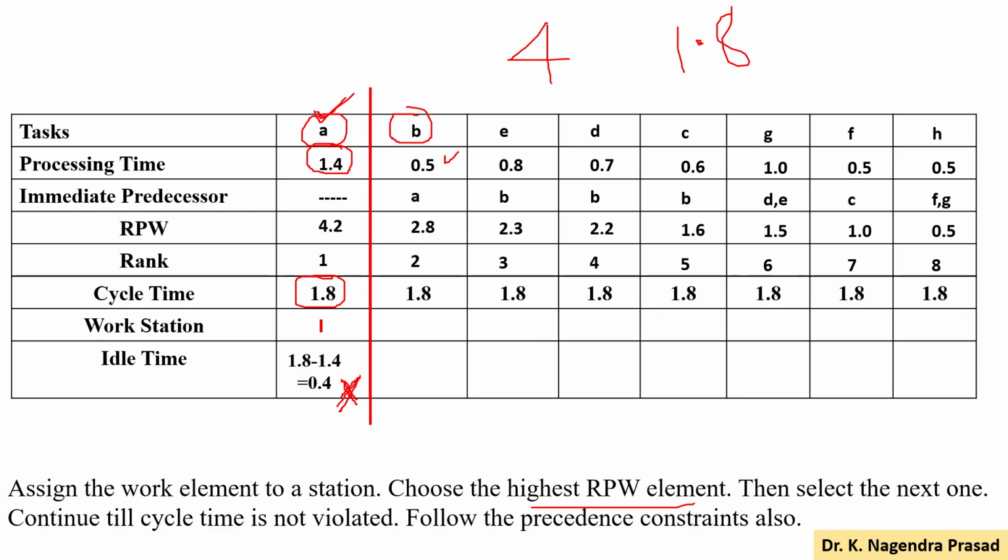Then we have to start another workstation, that is the second workstation, with the task B. So I have to start the second workstation. In the second workstation, first we have to assign the task B. Its processing time is 0.5 and cycle time is 1.8.